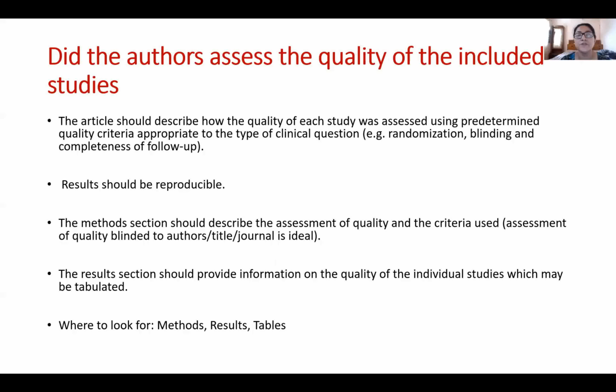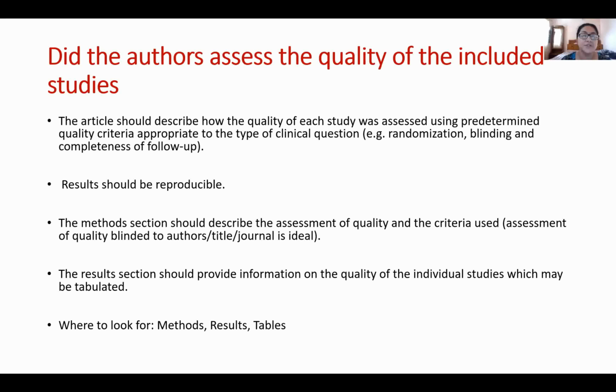Did the authors assess the quality of the included studies? So the article should describe how the quality of each study was assessed using predetermined quality criteria, which is appropriate to the type of the clinical question. Regarding randomization, blinding, then completeness of follow-up. So all this should be assessed to assess the quality of the included studies. The methods section should describe the assessment of quality and the criteria used. So how the quality was assessed has to be described in detail in the methods section of the review.